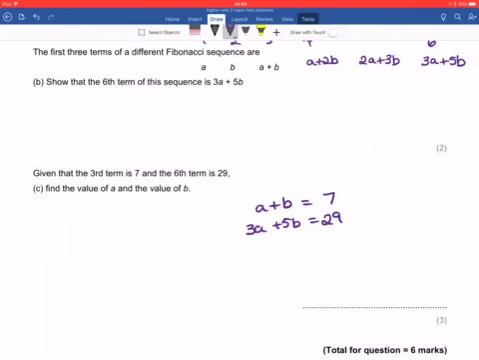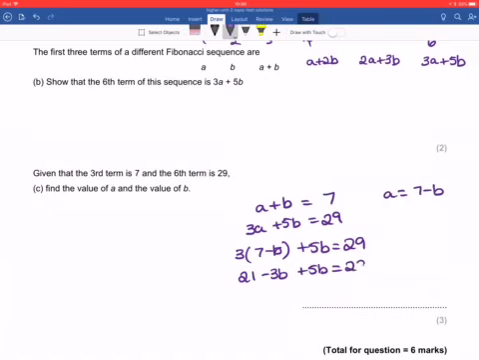Or another way would be to rearrange this and say A must be 7 minus B. And I could put it in here, 7 minus B plus 5B equals 29. And then I've just got B's. So 3 7s are 21 minus 3B plus 5B equals 29. So 21 plus 2B equals 29. That means 2B is 29 minus 21, which is just 8. So B equals 4. And then going back into that, if A plus B equals 7, A must be equal to 3, because 3 add 4 makes 7.